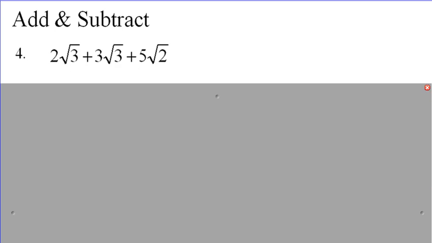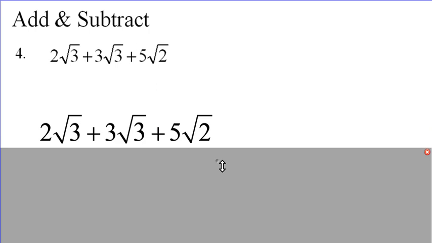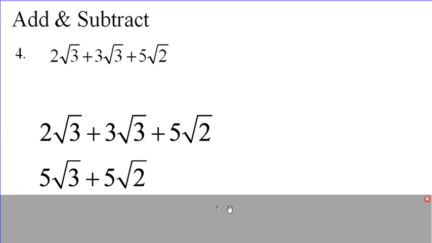For number 4, we have 2 square roots of 3 plus 3 square roots of 3 plus 5 square roots of 2. I see that I have like terms with these square roots of 3. If I have 2 here and 3 here, I would have 5 total. So I've got 5 square roots of 3 plus 5 square roots of 2. These are not like terms, so I have fully simplified my expression.